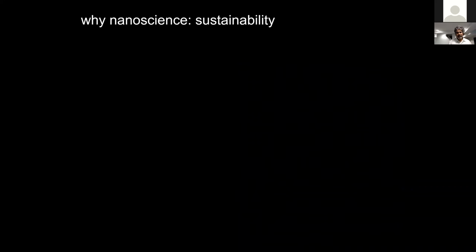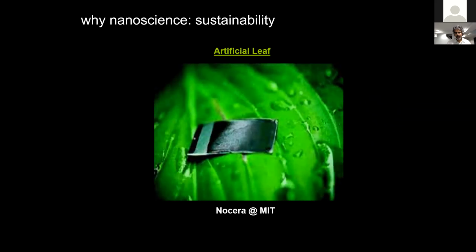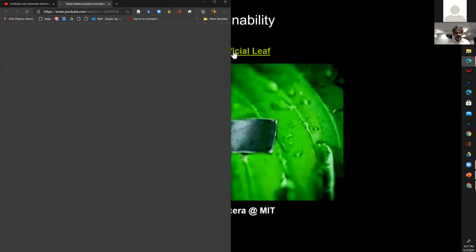Okay, so I wanted to start with just some motivations for this broad field that we call nanoscience. Obviously, sustainability is one of our society's pressing challenges going forward. And I want to give this nice example that makes use of nanoscience. It's called the artificial leaf. This is a very broad and active area of research. I think Dan Nocera's group at MIT is perhaps the best at popularizing it. So if I click on here, hopefully it'll switch over to my browser window.